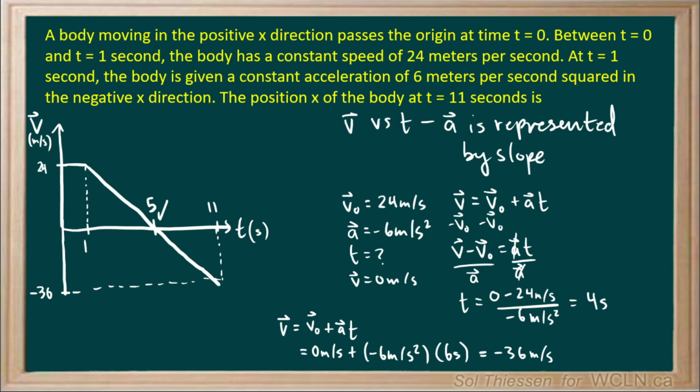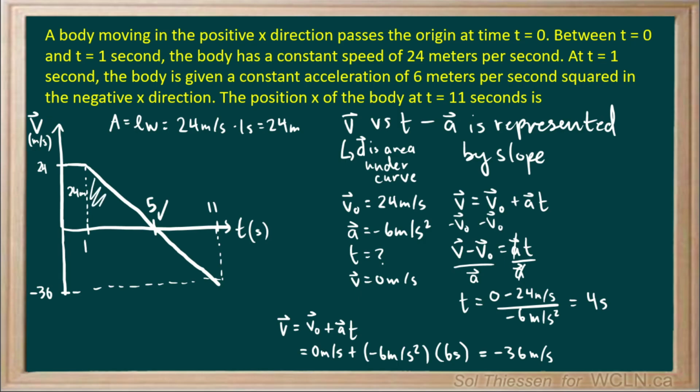Okay, now we have everything we need to calculate the position of this body at time 11 seconds. So first, let's calculate the displacement of the object during this portion of its journey by finding the area here. So remember, on a velocity versus time graph, displacement is area under the curve. So this area is going to be 24 times 1, length times width, 24 meters per second times 1 second gives us 24 meters. So for this portion we have 24 meters.